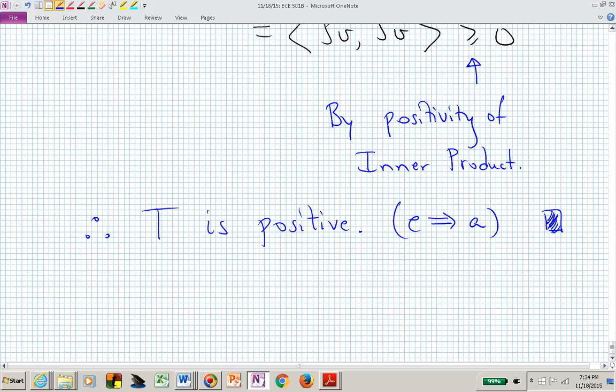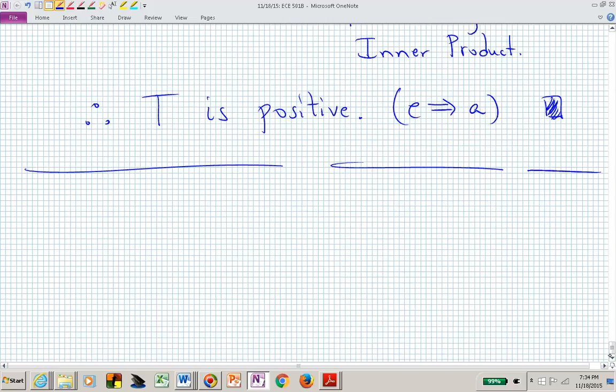That concludes then the proof of theorem 727, or the equivalence of these 5 statements dealing with positive matrices.